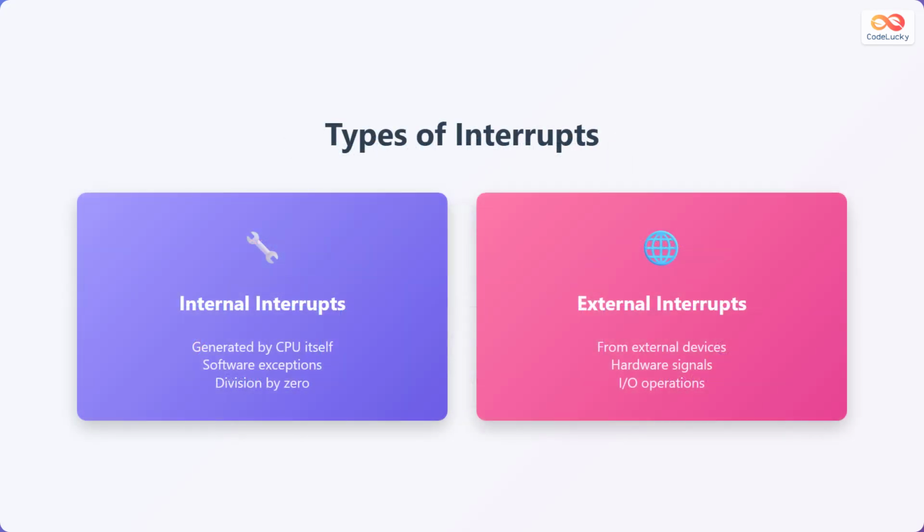There are mainly two types of interrupts: internal interrupts and external interrupts. Internal interrupts are generated by the central processing unit itself. Examples include software exceptions and division by zero errors. External interrupts originate from external devices. These include hardware signals and input or output operations.